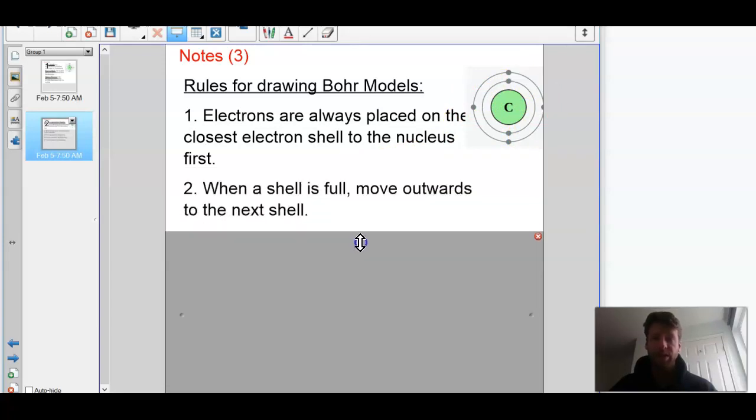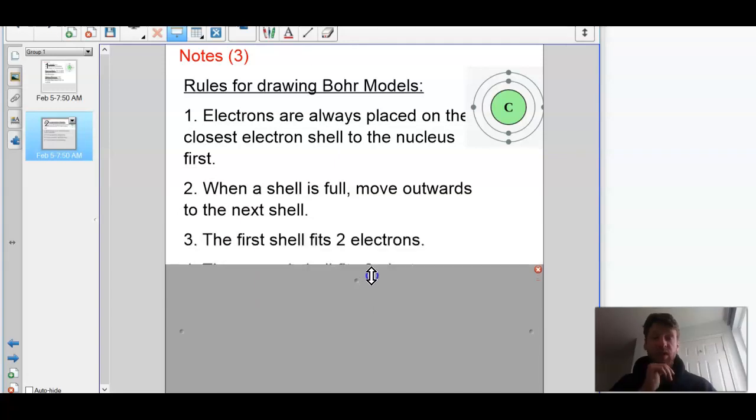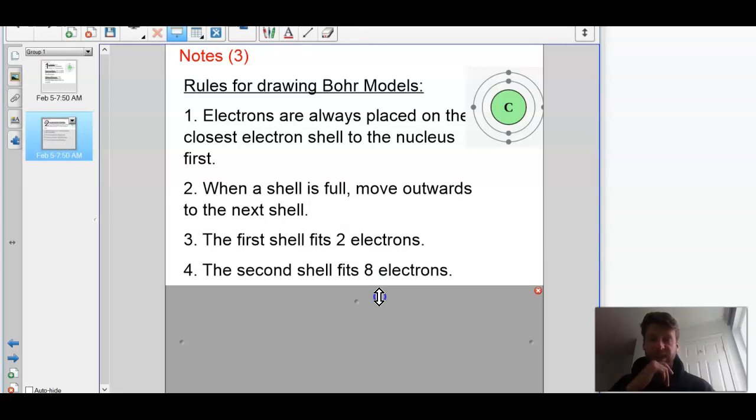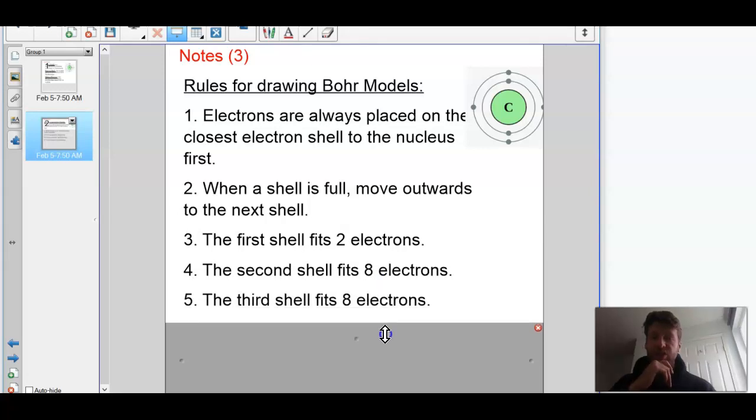Number 2, when the shell's full, move outwards to the next shell. The first shell fits 2 electrons, the second shell fits 8 electrons, and the third shell fits 8 electrons. After the third shell, things get slightly more complicated, like I said, so we're going to stick to the first 3 shells for now in terms of figuring out the number of electrons it has.